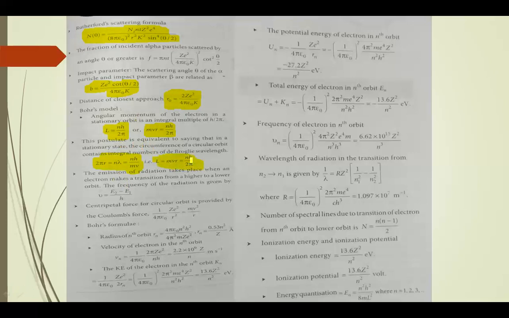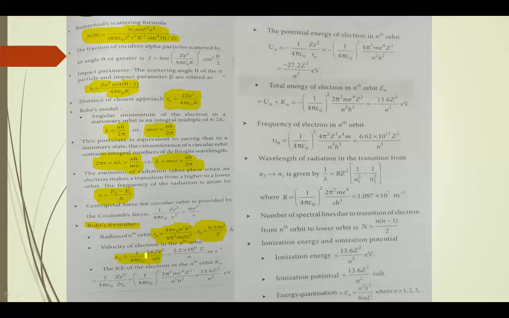That is, L is equal to the same thing we get. Then, when the electron jumps from a higher orbit to a lower orbit, the frequency is given as E2 minus E1 by h. That's the formula. Then Bohr's formula for the radius is very important. It is 4 pi epsilon naught, where r n is 0.529 n square by Z angstrom.